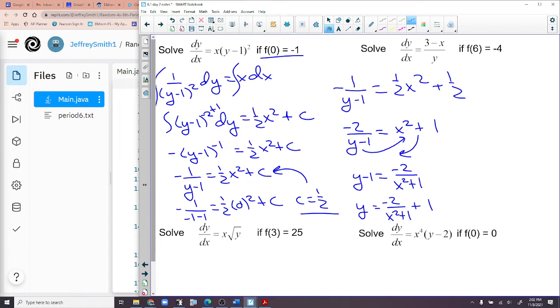All right, you got a good idea what solving a differential equation means? What those instructions mean now? That's important.